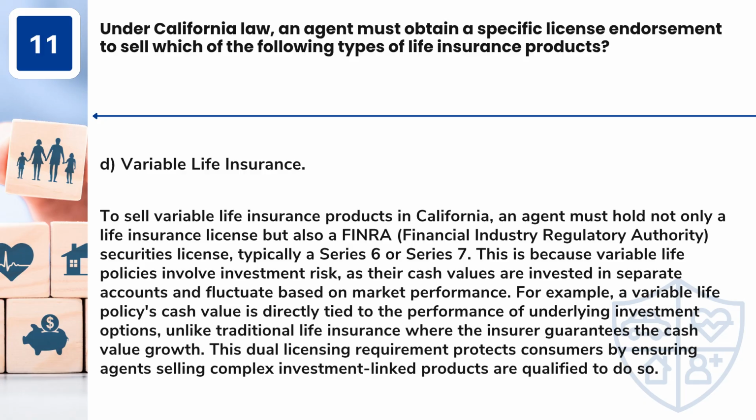To sell variable life insurance products in California, an agent must hold not only a life insurance license but also a FINRA, Financial Industry Regulatory Authority, securities license, typically a Series 6 or Series 7. This is because variable life policies involve investment risk, as their cash values are invested in separate accounts and fluctuate based on market performance. For example, a variable life policy's cash value is directly tied to the performance of underlying investment options, unlike traditional life insurance where the insurer guarantees the cash value growth. This dual licensing requirement protects consumers by ensuring agents selling complex investment-linked products are qualified to do so.